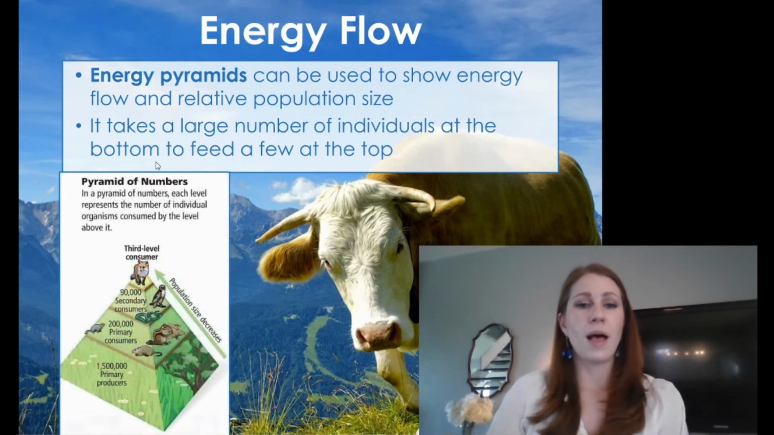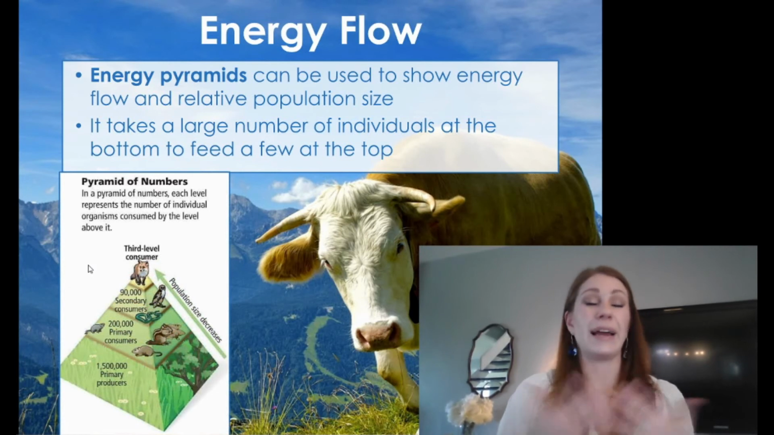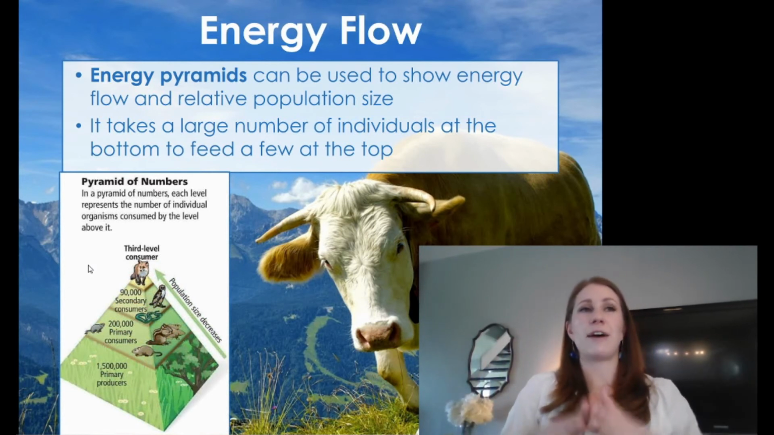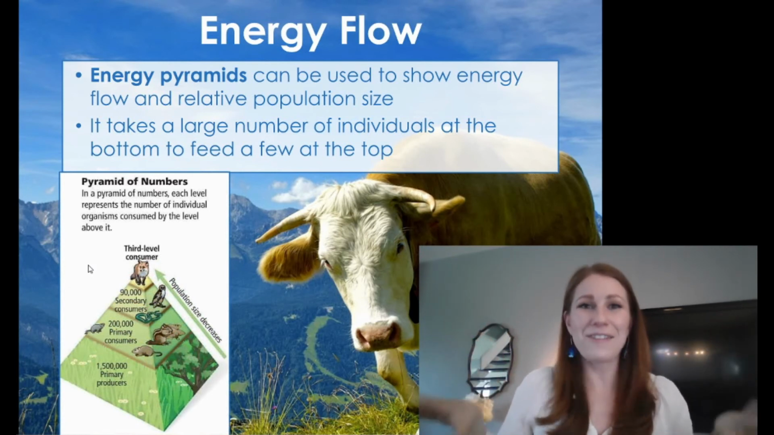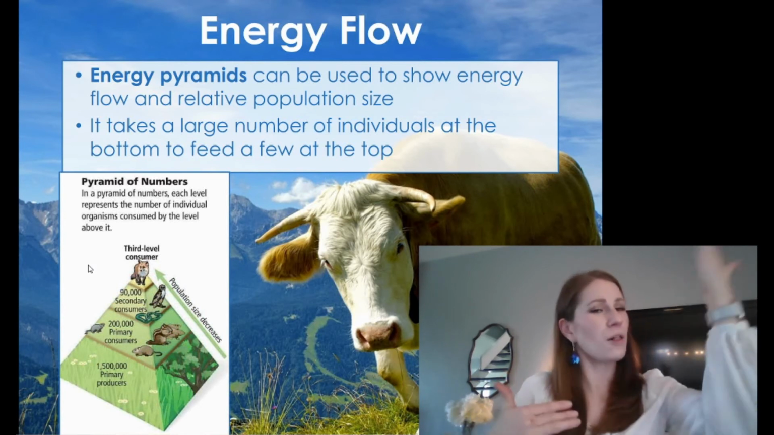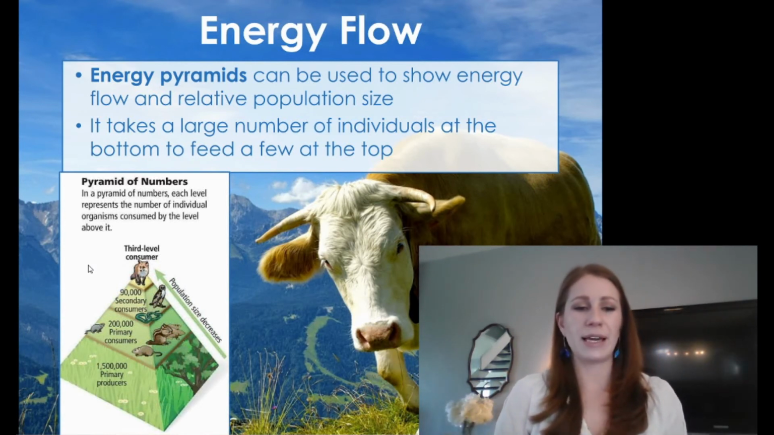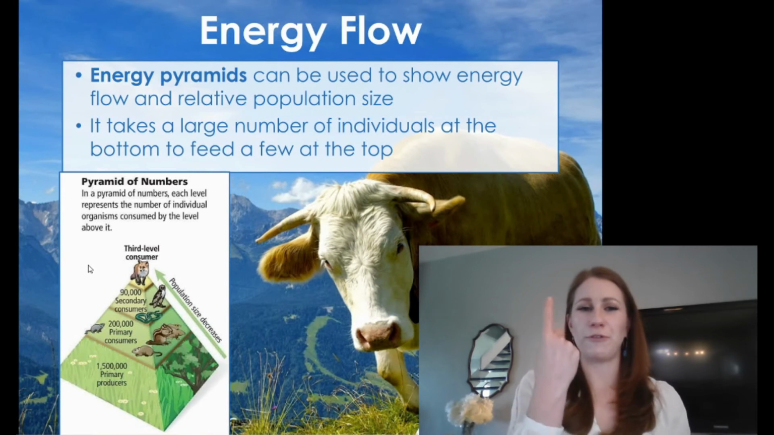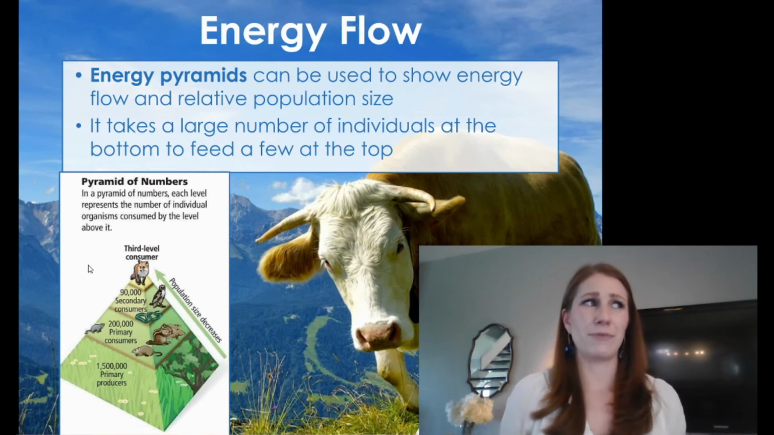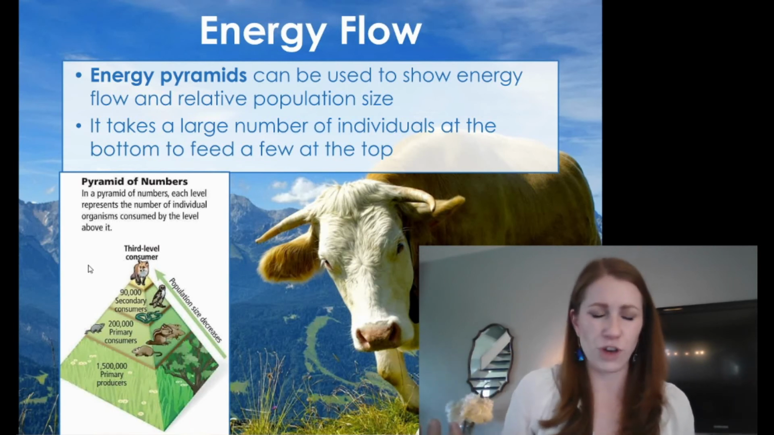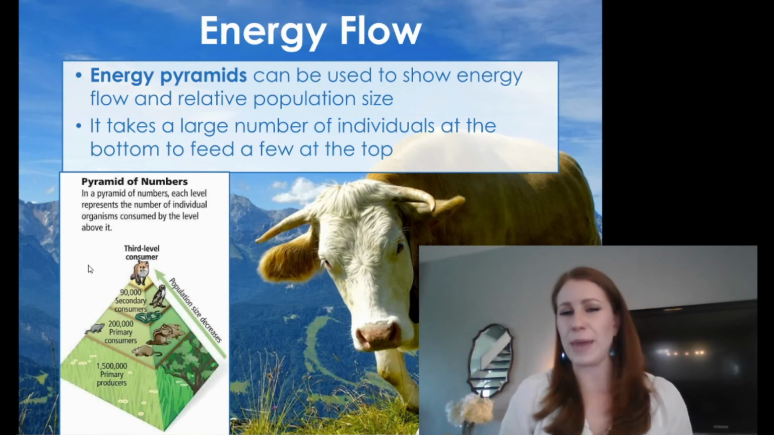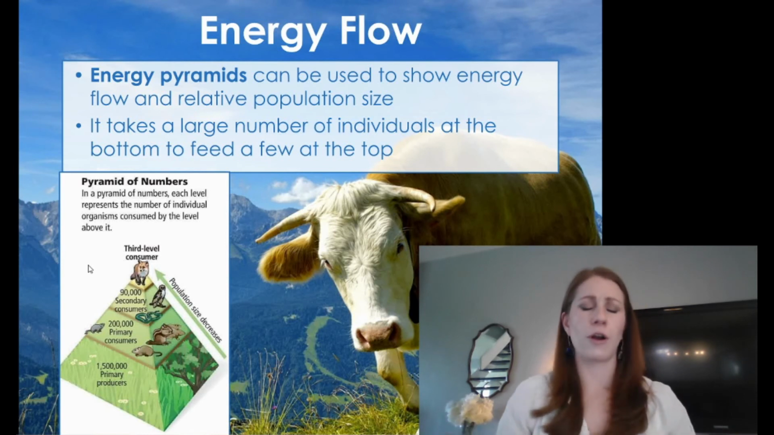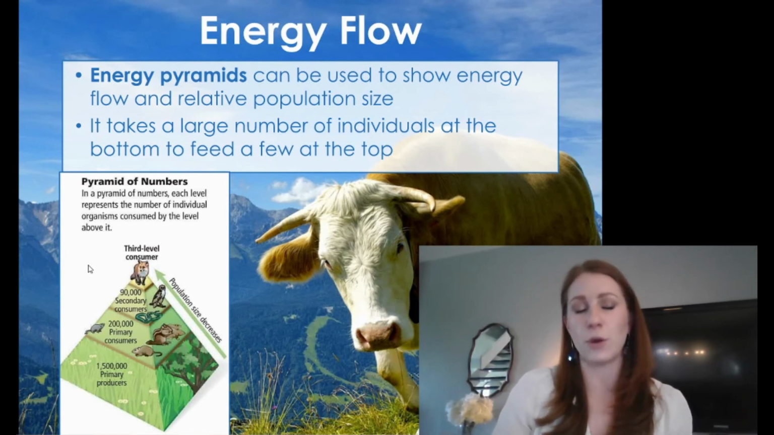And the last one is the pyramid of numbers. Again, it's the same idea. You have to have physically a higher number of producers to feed a smaller number of consumers. Because if I was trying to eat tomatoes, I would need to eat more tomatoes than one of me. If I was trying to just eat tomatoes for one day, I'd have to eat like 50 of them to get enough energy, as opposed to just feeding one of me. So you need a lot more things at the bottom of your pyramid to feed a few at the top.